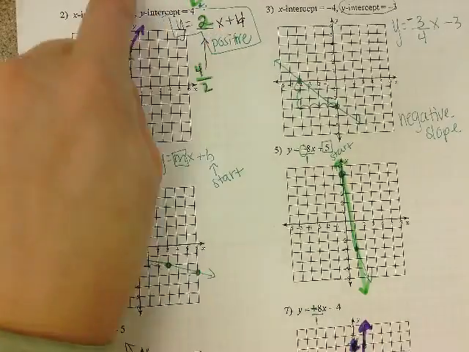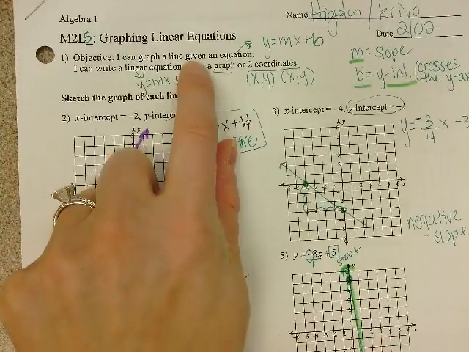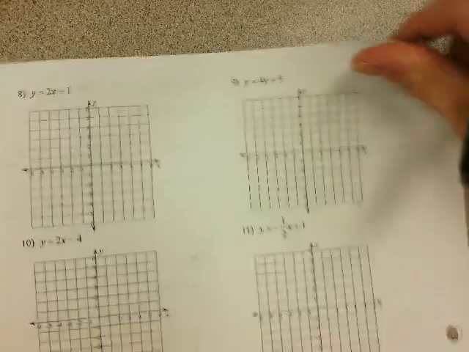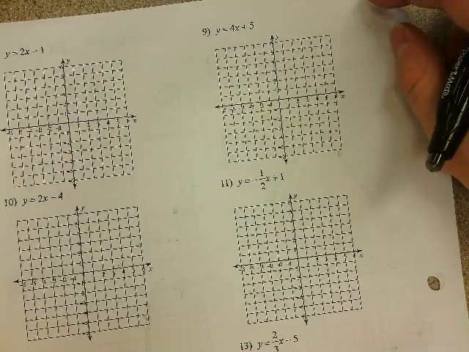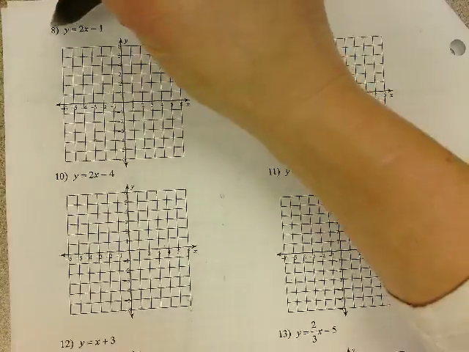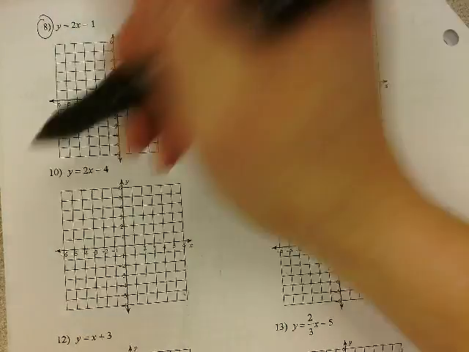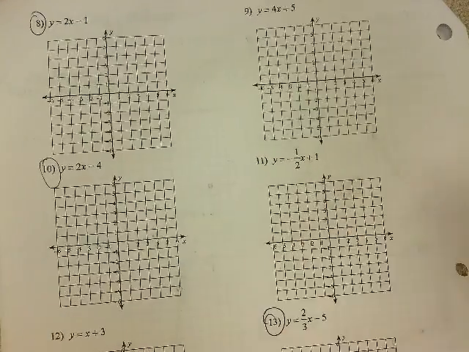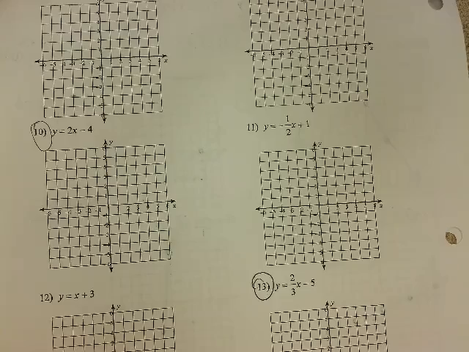All right, so that was our first objective. I can graph a line given an equation. How do we feel about it? We feel okay? All right. What time is it? 11:23. We got over here at 12:07. All right, I want you to graph 8, 10, and 13. Okay? 8, 10, and 13. It's 11:25. I'm going to give you till 11:32.